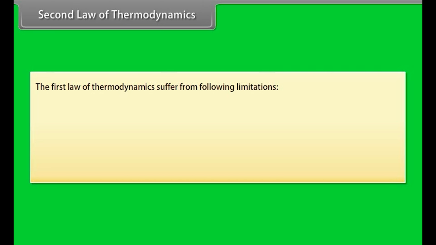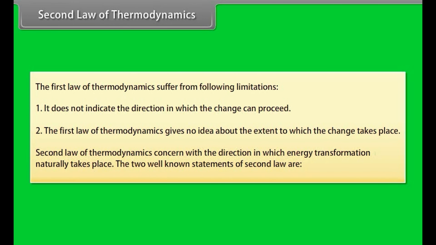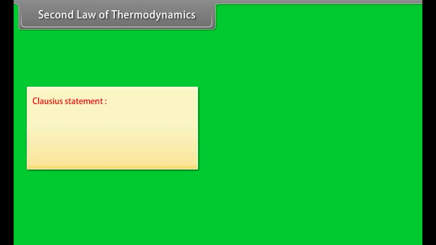Second law of thermodynamics. The first law of thermodynamics suffers from the following limitations. Number 1. It does not indicate the direction in which change can proceed. Number 2. The first law of thermodynamics gives no idea about the extent to which the changes take place. The second law of thermodynamics concerns the direction in which energy transformation naturally takes place. The two well-known statements of the second law are: Clausius statement.